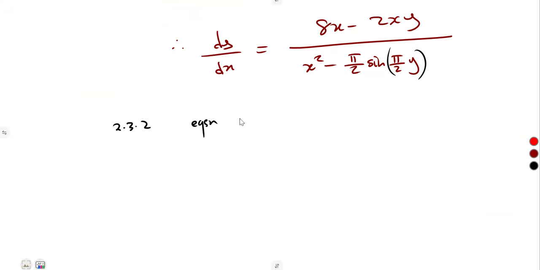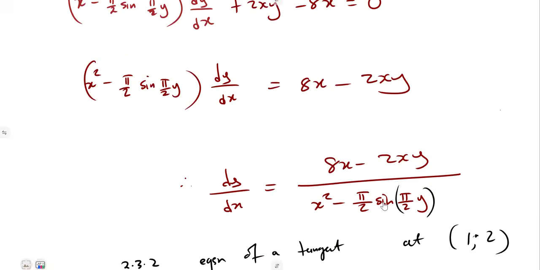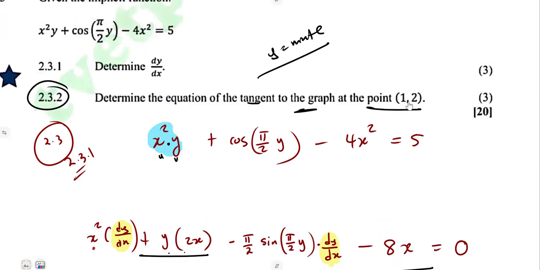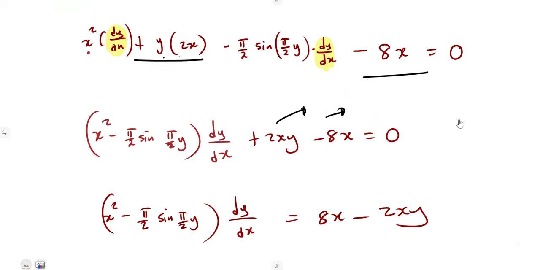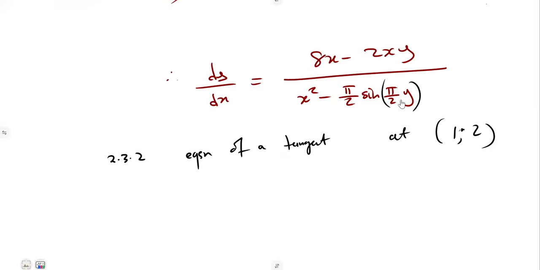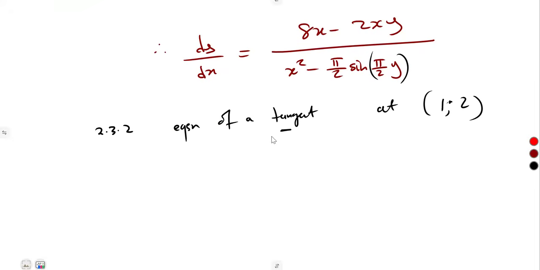The equation of a tangent at the point 1, 2. All right, that was the point given, 1, 2. So we simply need to find the equation of a straight line. A tangent is simply a straight line. So that's y is equal to mx plus c, where m represents the gradient, and that's dy dx at the given point. The point represents the value of x and the value of y.